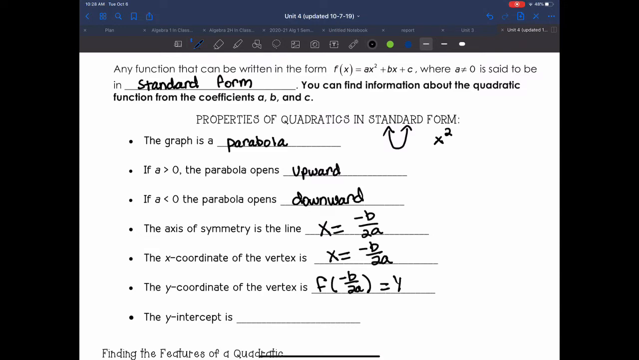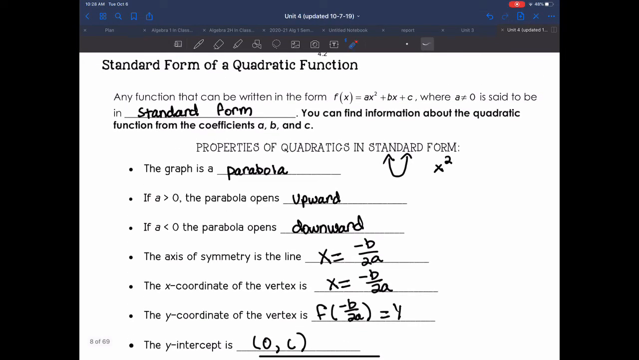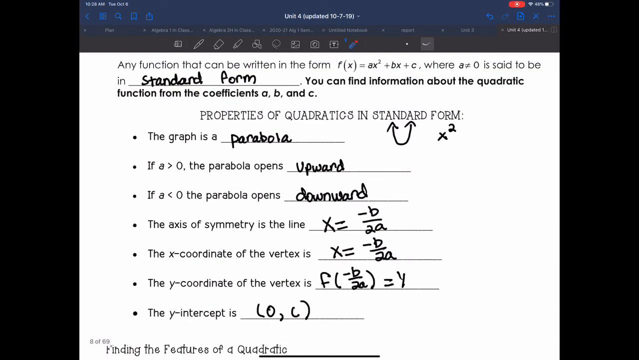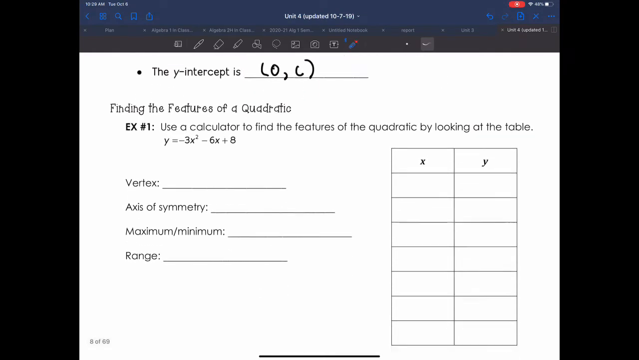And then last but not least, the y-intercept is simply going to be represented by (0, c). So whatever that c value is, if we take a look at that top formula here, that c value at the end is going to represent your y-intercept. So we're going to write that down as (0, whatever that c value is). Let's go ahead and move down to the first example.